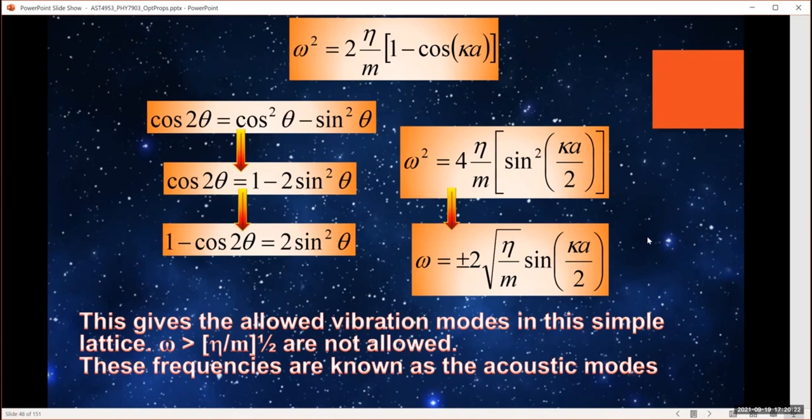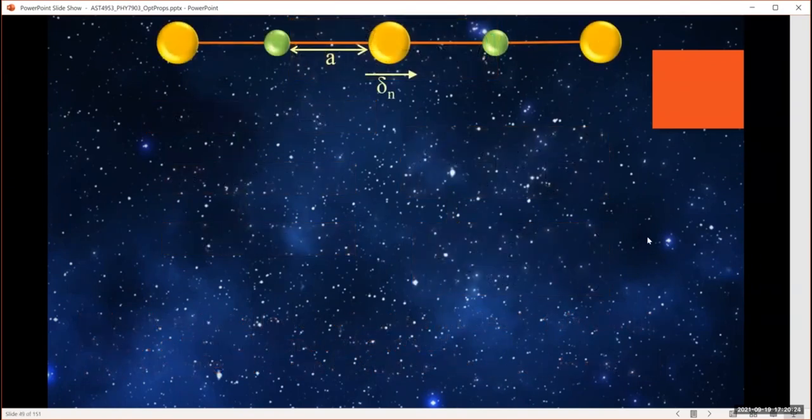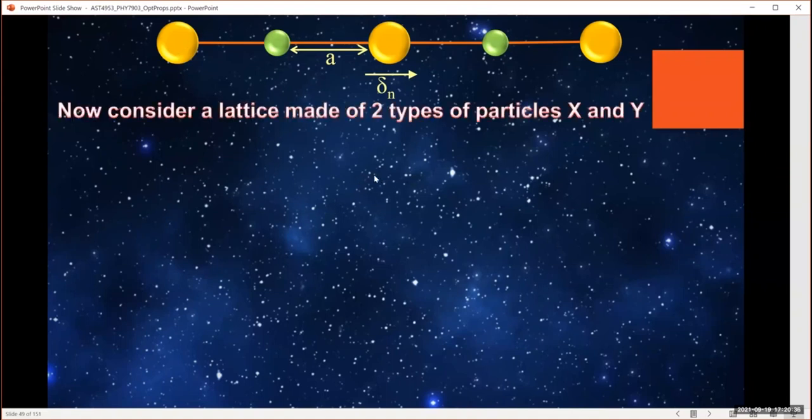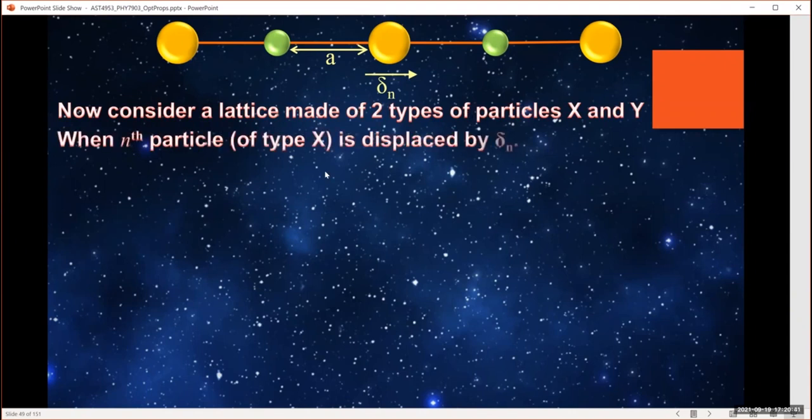That's a fairly simple case, but now we're going to consider what happens when we have two different atoms in our chain. So we've just been through the process of figuring this out for a simple thing where we have the same atoms all the way across. Now we're going to have two different types of atoms, or they could be molecules. We've got particles X and Y.